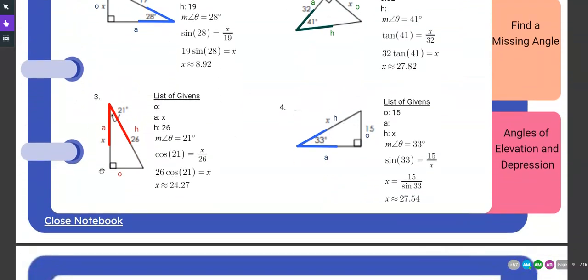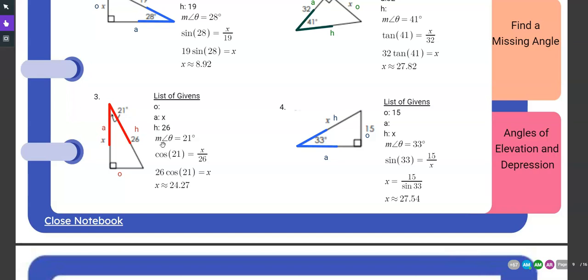On number 3, we do the same thing. We are going to highlight the given angle. We have our adjacent side and our hypotenuse and the opposite side. My adjacent is x, my hypotenuse is 26, and the measure of the angle is 21. So I have adjacent, I have hypotenuse. In our SOHCAHTOA, that tells me I use CAH.